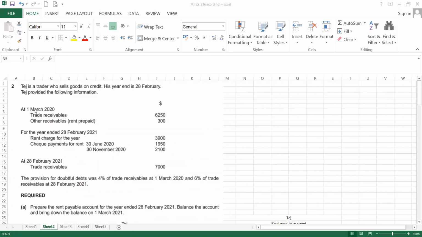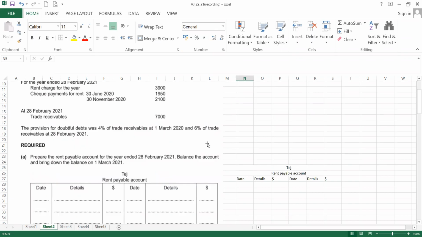Okay, second question. TJ is a trader who sells goods on credit. His year end is 28 February. TJ provided the following information. This is the beginning of the year. This is the end of the year. Okay, now let's continue. Let's see what question they ask.